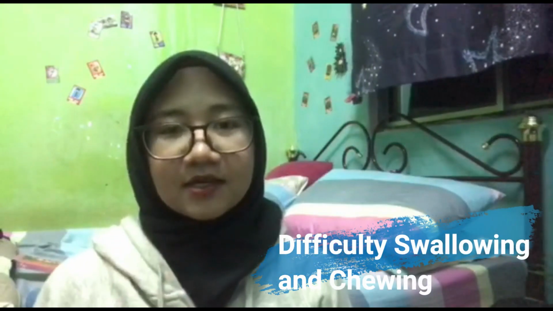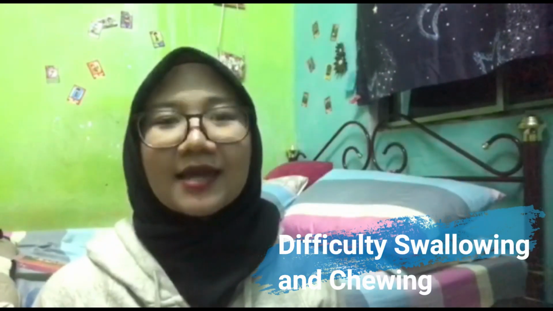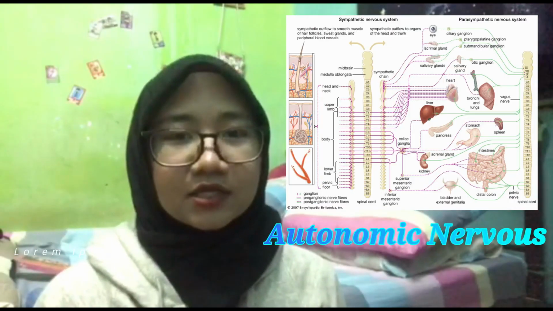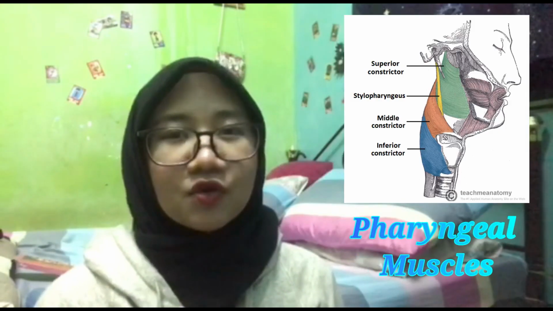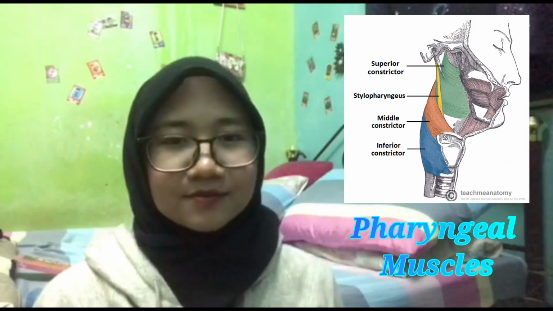The second effect is difficulties in swallowing and chewing. Parkinson's disease also weakens the muscles in patients' mouths and jaws, and leads to difficulties chewing and swallowing, especially during the late stage of the disease. This happens due to changes in function either in the autonomic nervous system or the muscles in the throat known as the pharyngeal muscles.